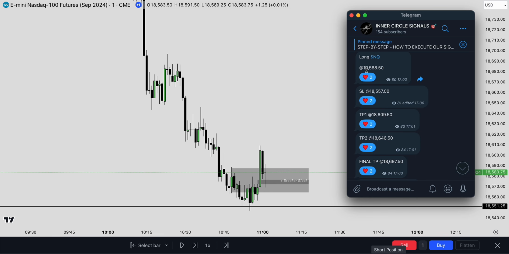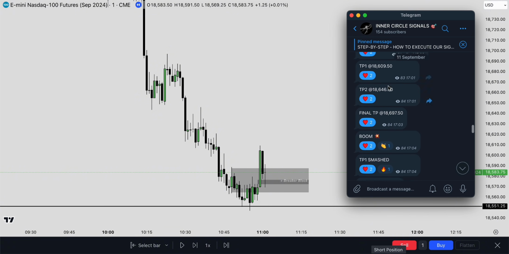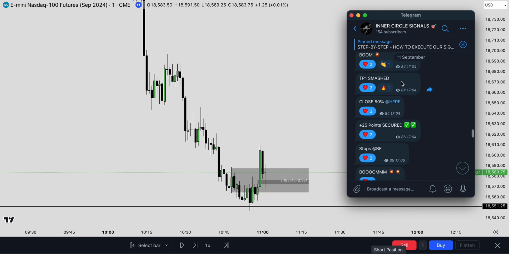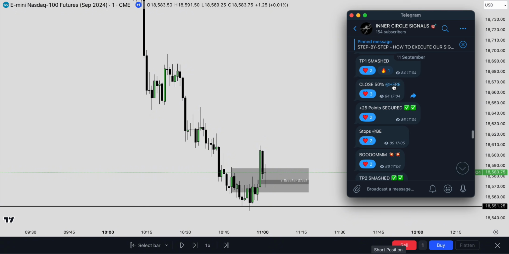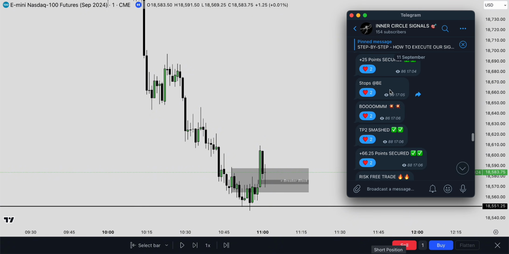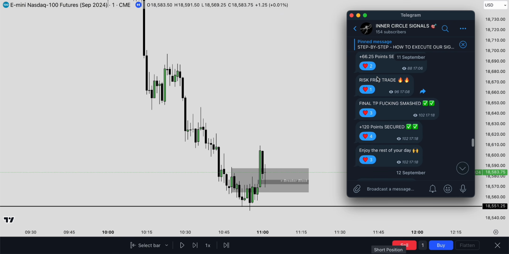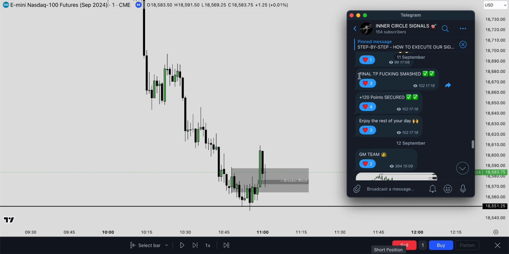All right, so as you can see, I sent this trade into the group: long NQ. I give you your entry price, which was at the fair value gap. I give you your stop loss placement, take profit 1, take profit 2, and final TP. And as you can see, boom, take profit 1 smashed. I tell the group to close 50% of the position and set your stops to break even. TP2 smashed, 66 points secured so far. So now this is a risk-free trade. And obviously final TP smashed, 120 points secured. Okay, but I'm actually going to be playing this trade out for you lot in replay mode so you can see how it played out.